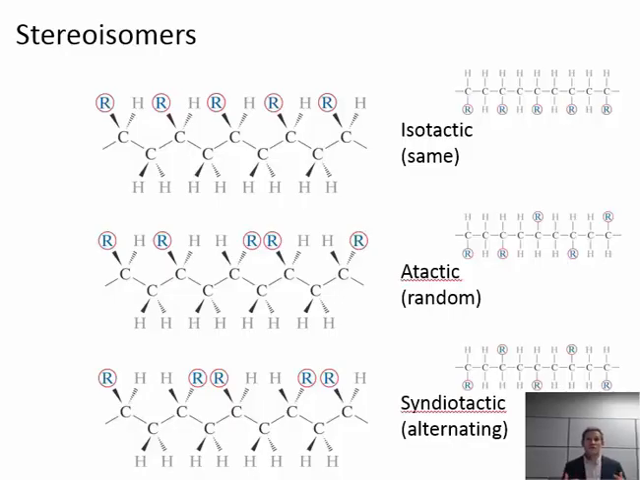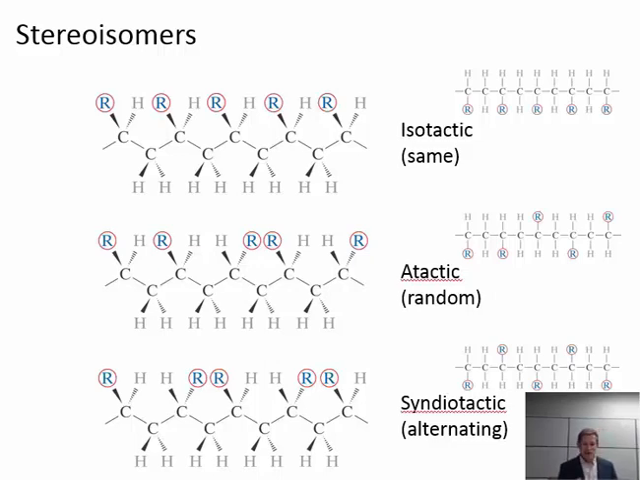Howdy. The point of this video is to talk about stereoisomers. Now, there are different ways that we can make a polymer, a long macromolecule, by arranging different sequences of repeat units. However, there are differences within the repeat units themselves, and that is different ways that we can arrange side groups onto a repeat unit that are not alike.